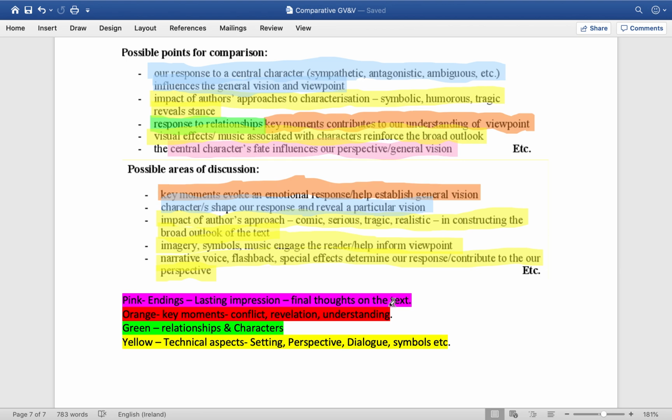Okay, so we need to concentrate on the endings of our text in regard to the general vision and viewpoint. Are they positive? Are they negative? What do they make us think about? So endings, also beginnings, and also the middle, which will bring us on to our orange section.